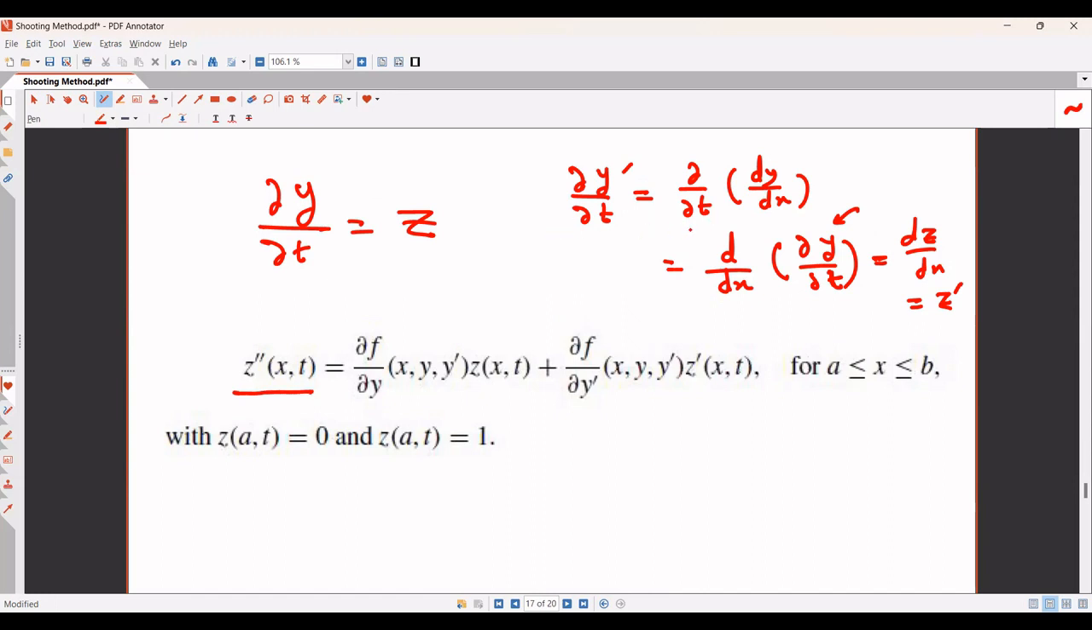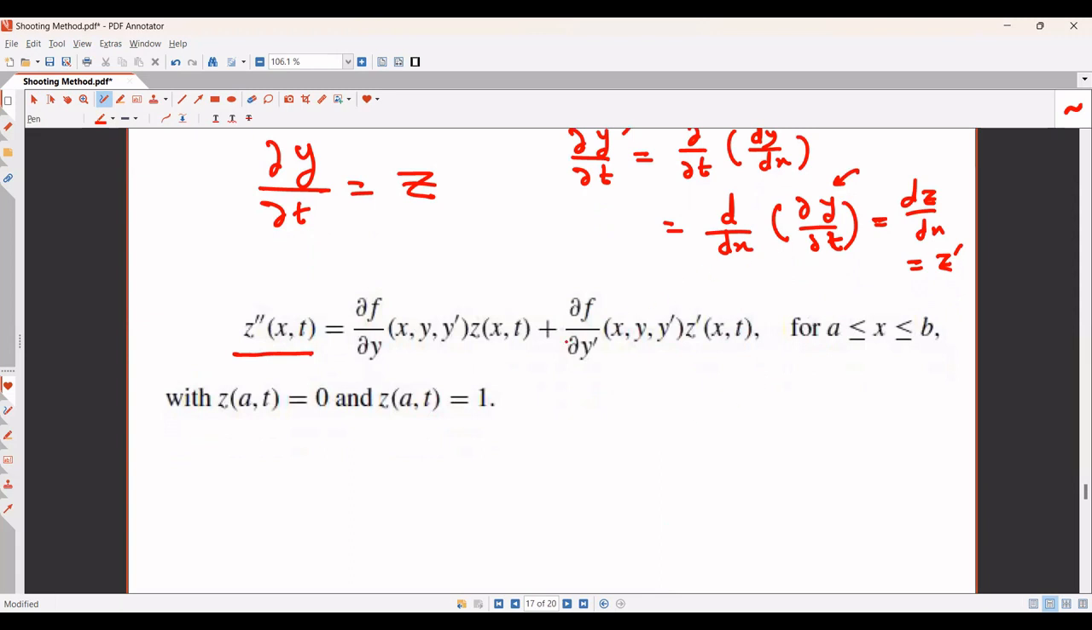The same idea applies to y' and y''. And if you rewrite after substitution, then everything is converted in terms of z, and we get an initial value problem like this. And here we should have z' constant.